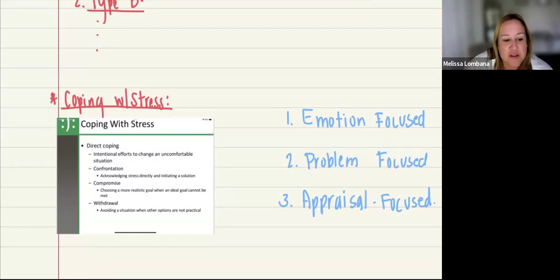And then appraisal focused coping is where you're reframing the stressor. You're changing one's perception and assumptions about the stressor. Instead of saying, oh my gosh, all this homework, it's more like, okay, it's really not that much. I could do this in an hour, or 30 minutes, and that's it. It's the way that you think, your perception around that.